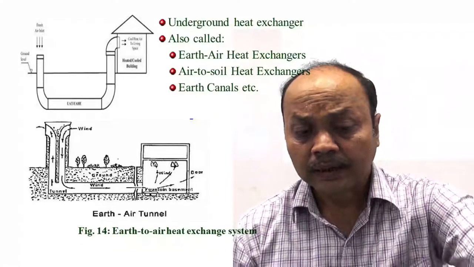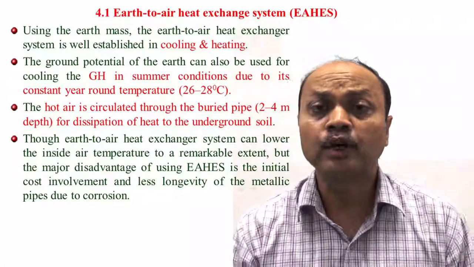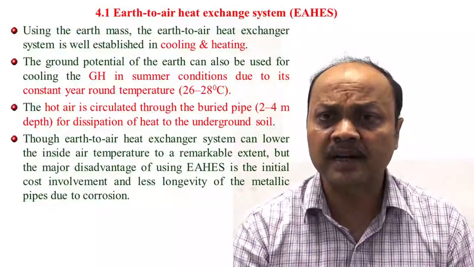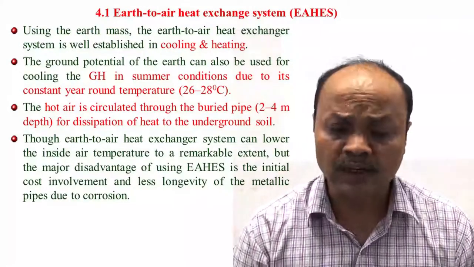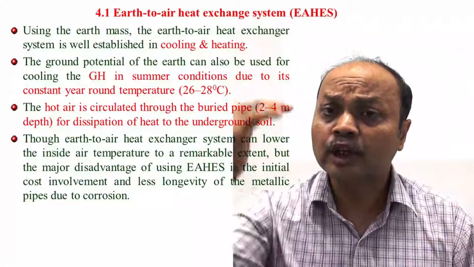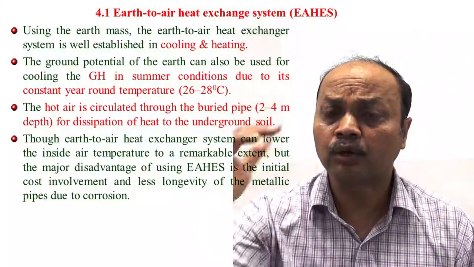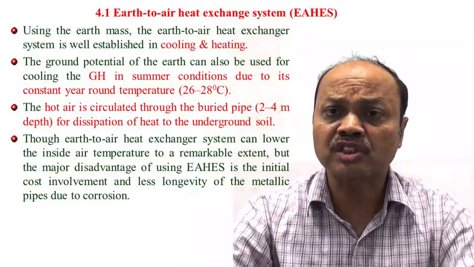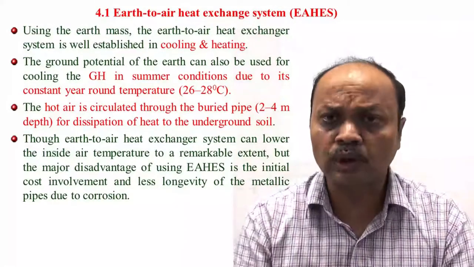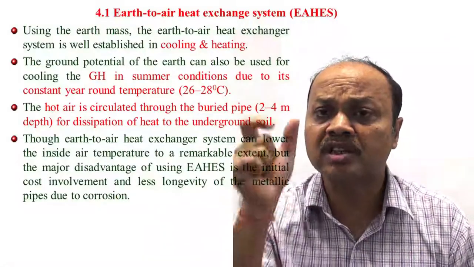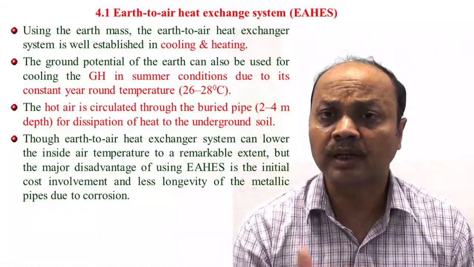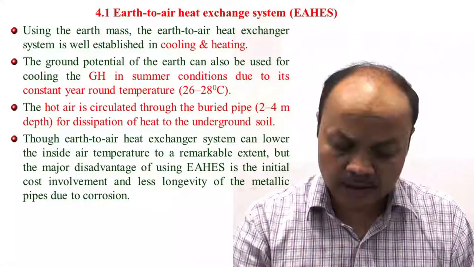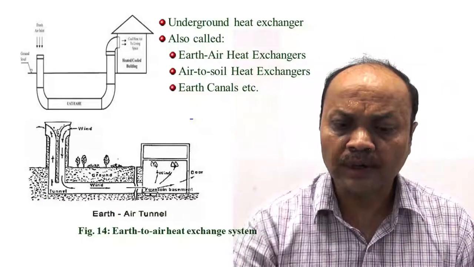So what happens? The hot air is passing through this pipe, and because the soil temperature at 2 to 4 meters is between 26 to 28 degrees, it depends, a range is given, and the air temperature is 40 degrees. So what happens? Your air loses temperature, because the air is at 40 degrees and the soil is at 20. So this is the heat exchanger: on one side the soil is at lower temperature and the air is at higher temperature, so the air loses temperature and the soil is heated up, and then the lower temperature air goes inside your greenhouse, okay?